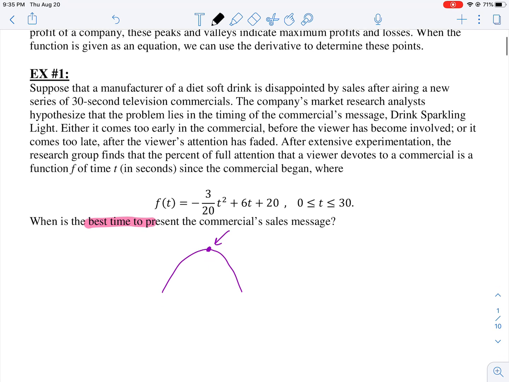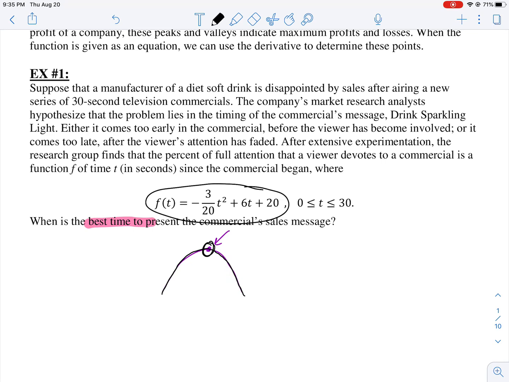This first example talks about a television commercial for some sort of a soft drink, and they have given a function that talks about the person's attention span, and they want to find the maximum attention span for the best time to present the commercial sales pitch in the commercial. And so the person has a certain attention span, it increases, and then all of a sudden it decreases, they lose interest. They want to find this maximum time so that they can put their sales pitch at that perfect time in the commercial.